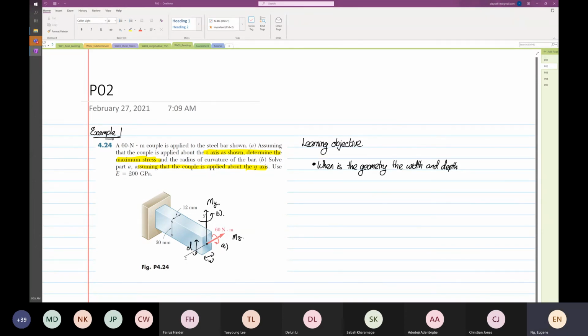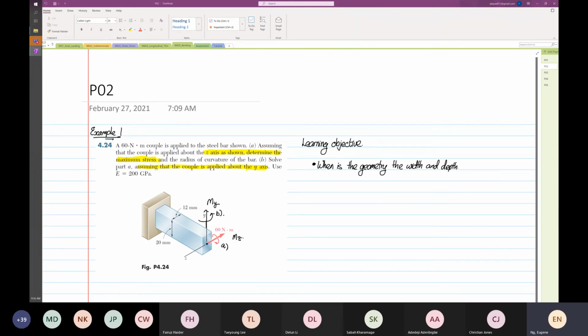When I was doing my undergrad, the prof did not say anything. He said, okay, this is the width and this is the depth. And because I did my degree in the UK, I thought, okay, width is always this. Depth is always this. No, nothing to do with it. So when do we select the width and when do we select the depth?